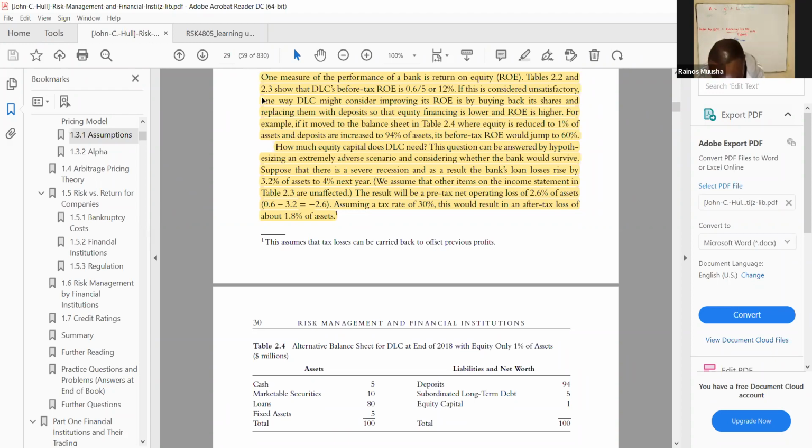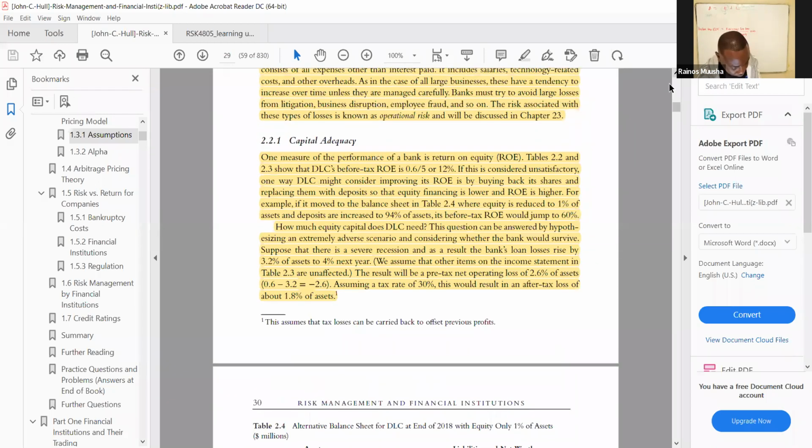So now they say, how much equity capital does the bank need? The question can be answered by hypothesizing an extremely adverse scenario and considering whether the bank would survive. So suppose that there is a severe recession, and as a result, the bank's loan losses rise from 0.8% of assets to 4% next year. If they rise to 4%, we need to find out what happens to the pre-tax operating profit.